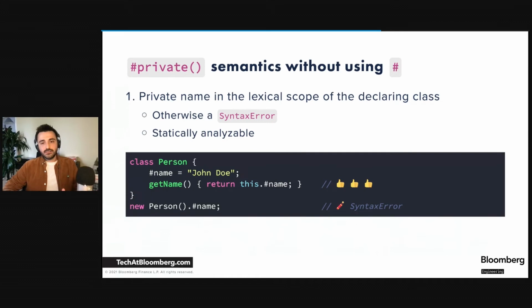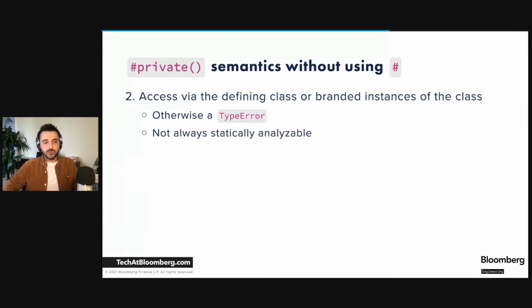So these errors are ideally handled in the checker, but because of an implementation detail in the compiler, you might end up with invalid syntax in the emitter. And if we see that, we just let that through so that the output stays invalid as well. The second rule is the access to private members has to be through the defining class for the static part of the class or through the branded instances of the class for the instance members on the class.